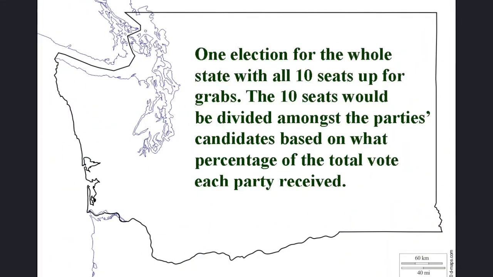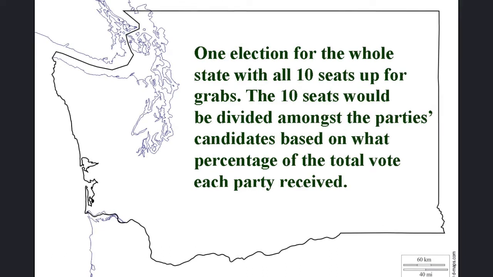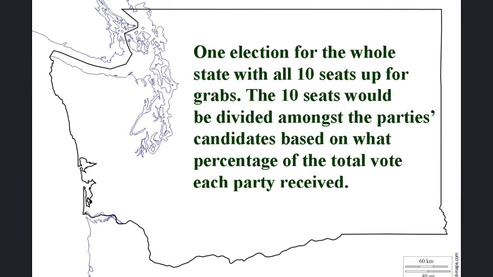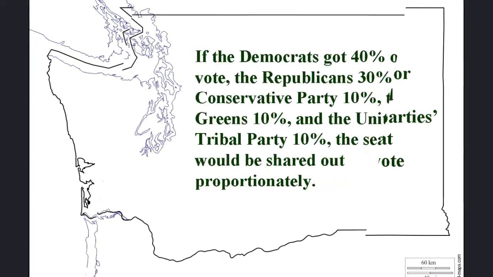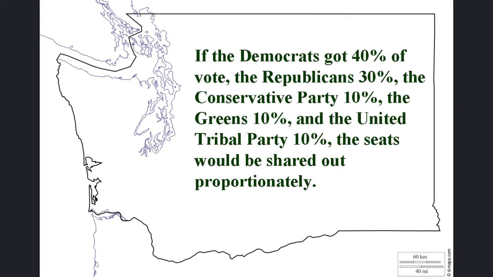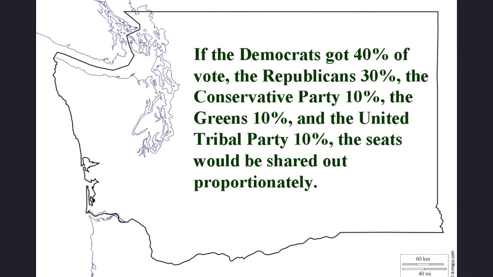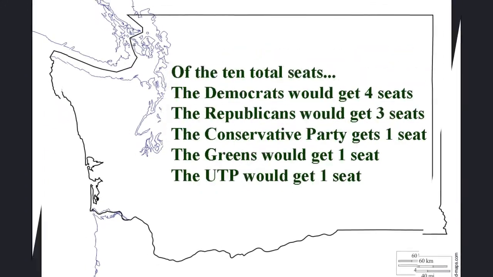Here's an example using my home state of Washington. So imagine one election for the whole state with all 10 seats up for grabs. The 10 seats would be divided amongst the party's candidates based on what percentage of the total vote each party received. The Democrats got 40% of the vote, the Republicans 30%, the Conservative Party 10%, the Greens 10%, and the United Tribal Parties 10%. The seats would be shared out proportionally.